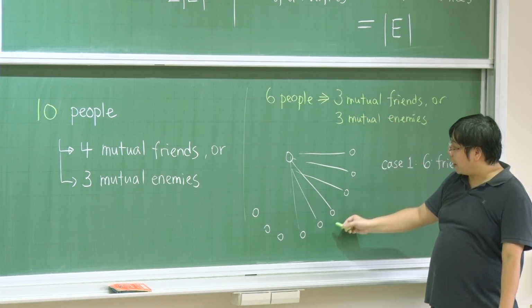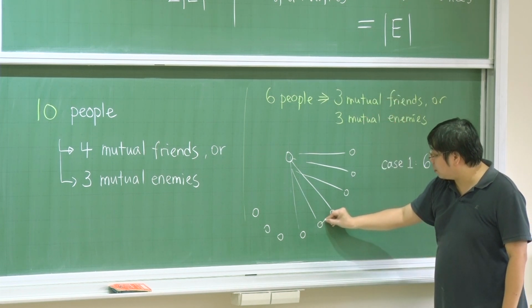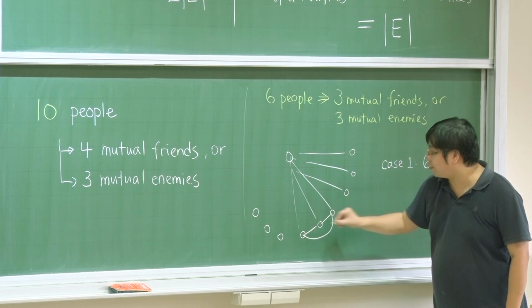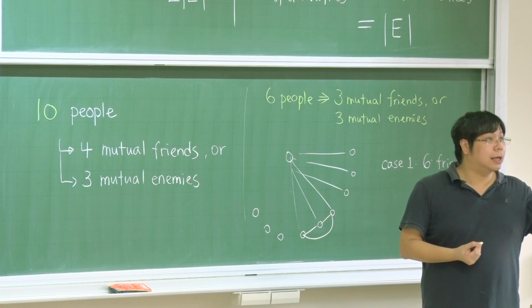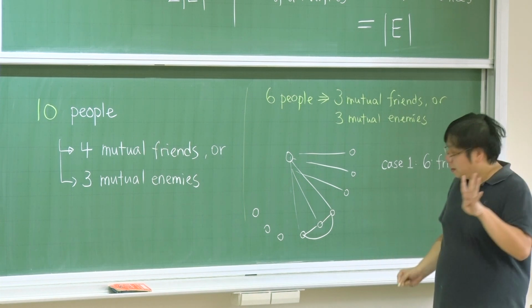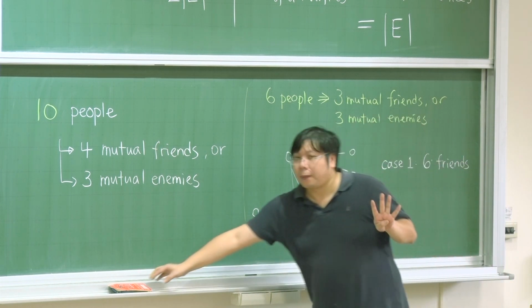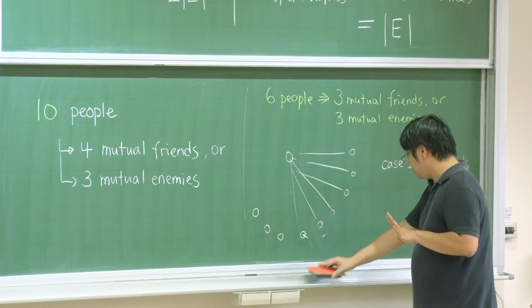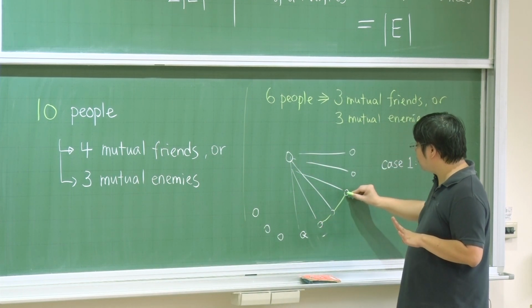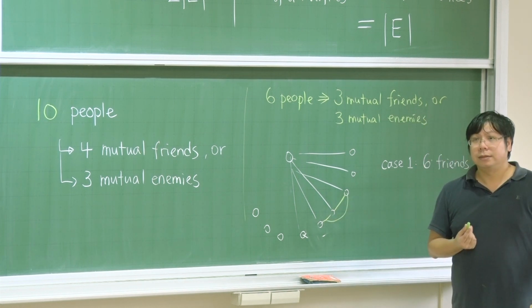If there are 3 mutual friends, let's say this one is friend to this one is friend to this one is friend to this one, then what will happen? We will have 4 mutual friends. Is that okay? But on the other hand, if we do not find any 3 mutual friends in this group, there will be 3 mutual enemies. Is that okay?